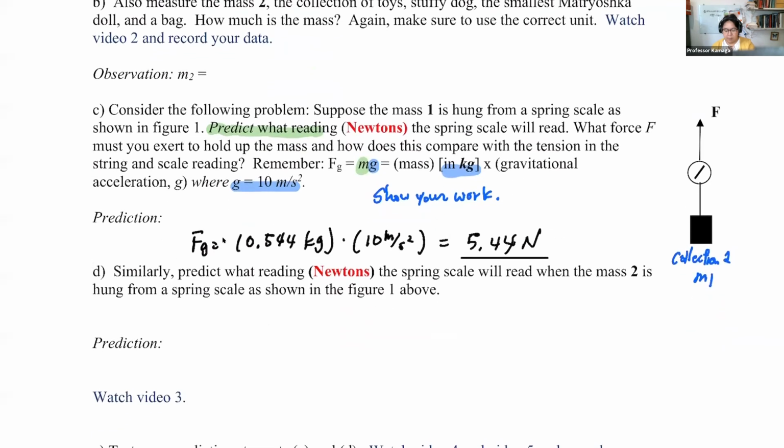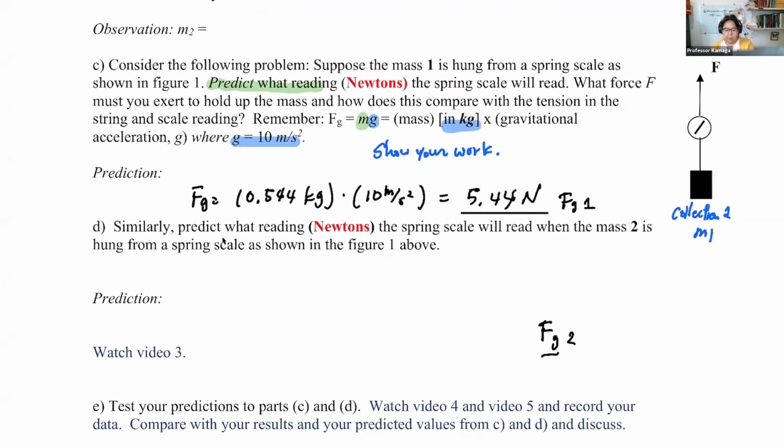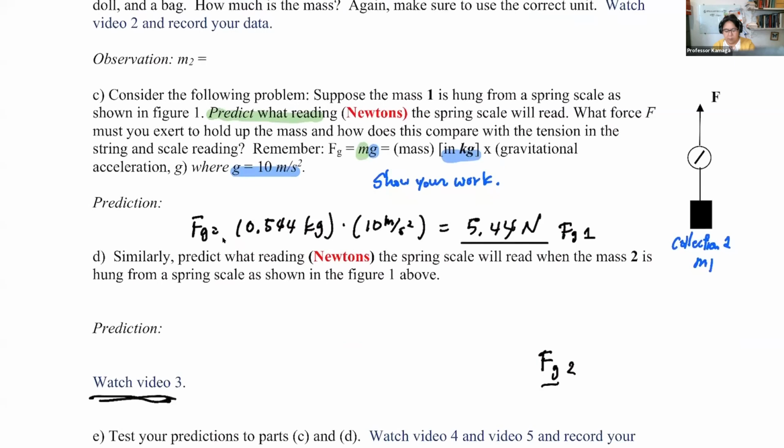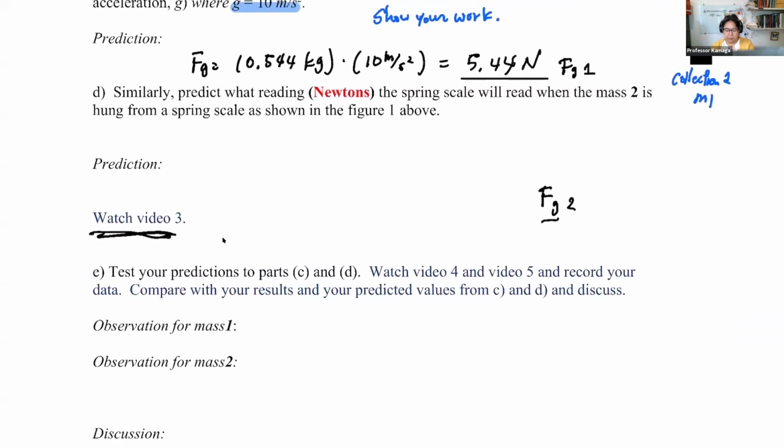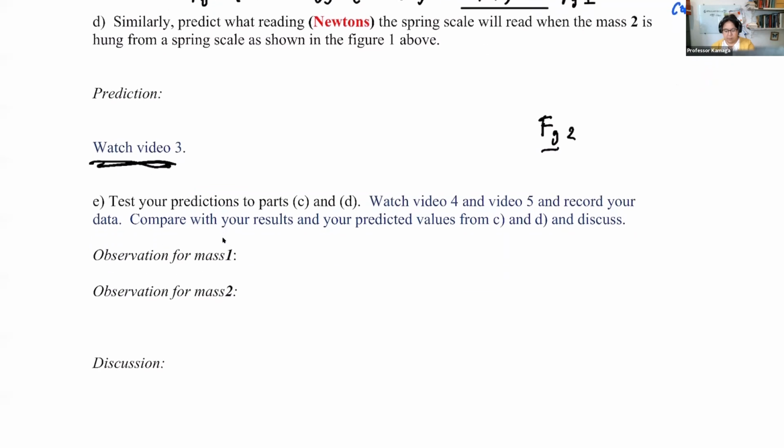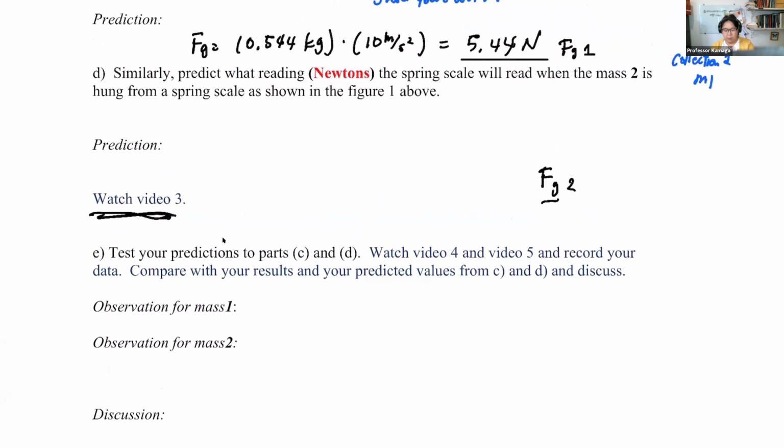And you're going to do the same thing for M2. FG1, this is FG1. You're going to do the same thing for FG2. All right. After you've done this, then you watch video 3 to actually see what I measure using the scale. And watch video 4, video 5, record data. Compare your results, your predictions, with what you see.